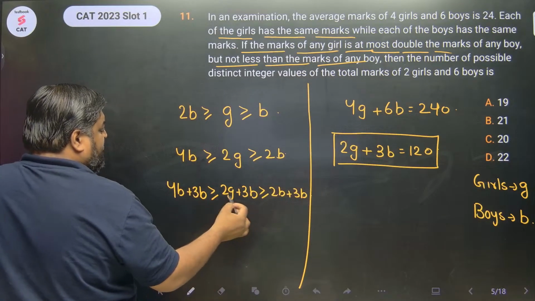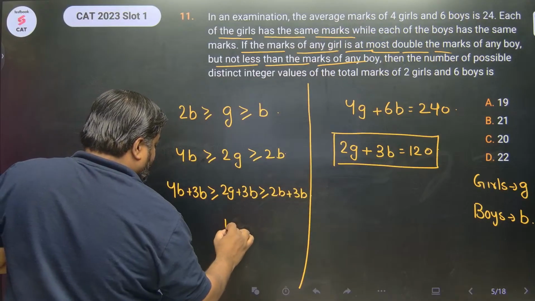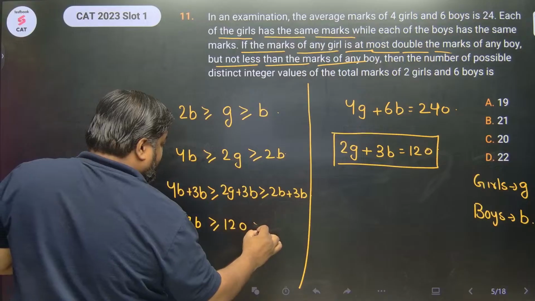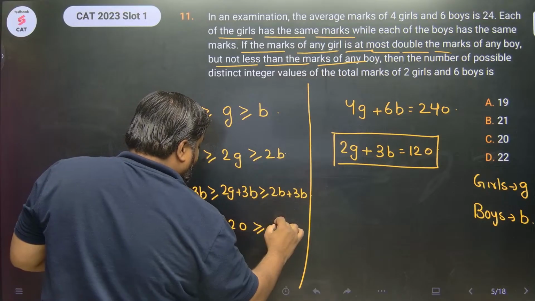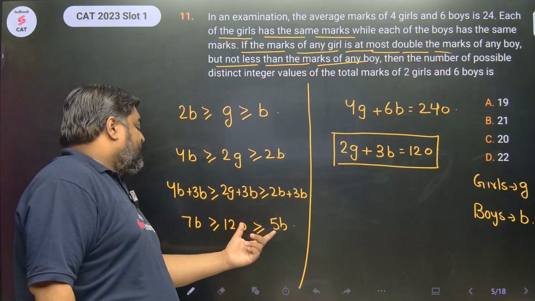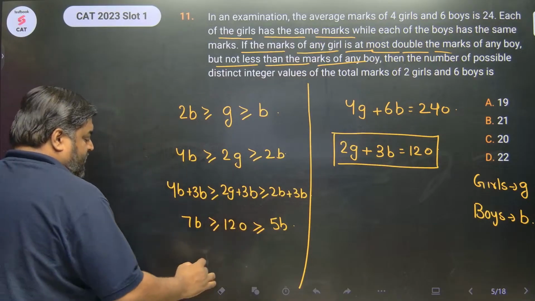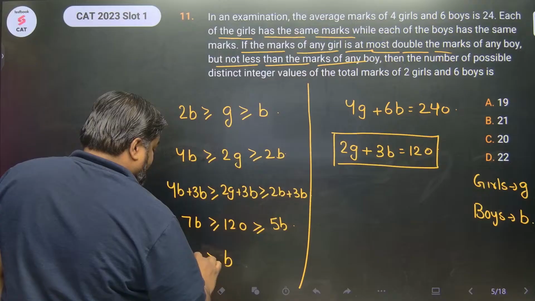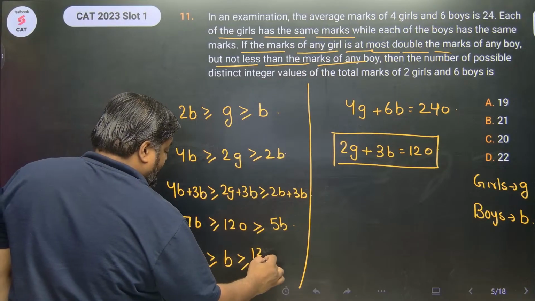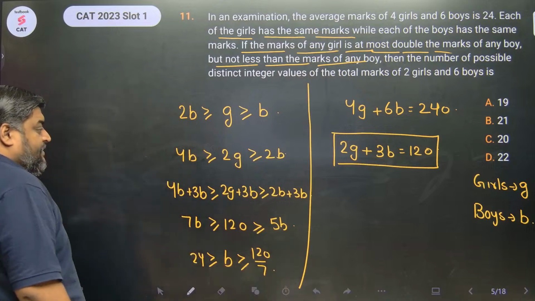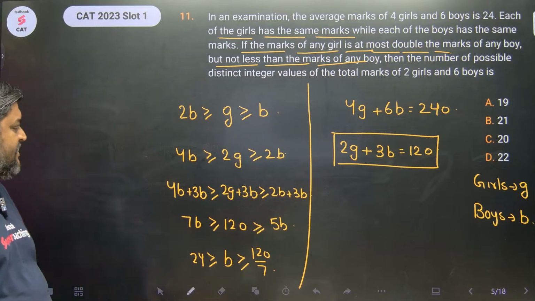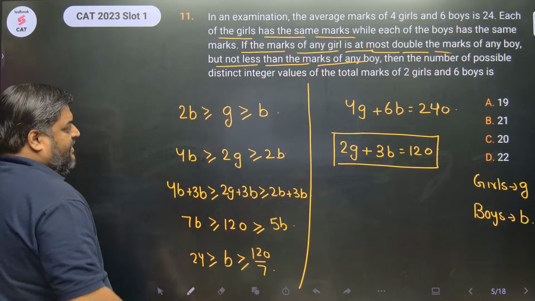And I know that 2G plus 3B is 120. Let's replace it. This is 7B greater than equal to 5B. And from here I can say that B is less than equal to 24, but B is greater than equal to 120 by 7. Sorted? So B ka range nikal gaya. Very good.